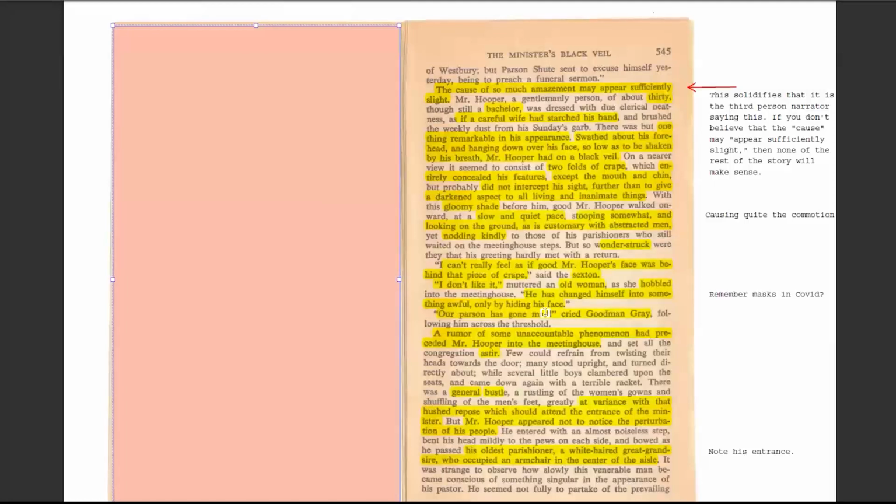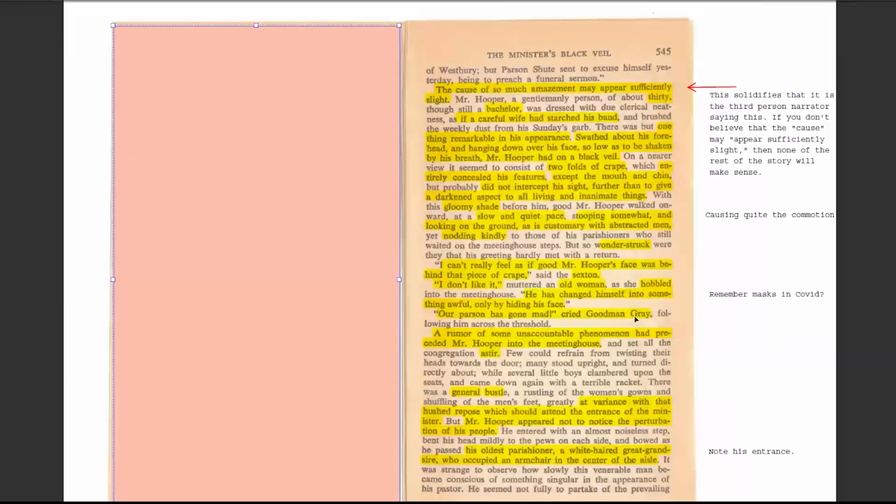Isn't that interesting? Do you remember masks in COVID, ladies and gentlemen? We're going to talk about this in the interpretation after the analysis. Jimmy has an interpretation for you. But do you remember when we were all forced to wear masks and how it was just before COVID? I thought only outlaws wore masks. They hid their face because they don't want to be recognized. And here we have a minister putting on a black veil and hiding his face. I don't think COVID's been around in the 1830s, right? So he's hiding his face. And the woman rightly says, it's bad.